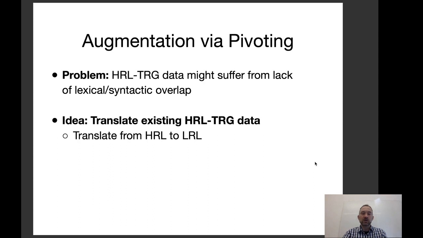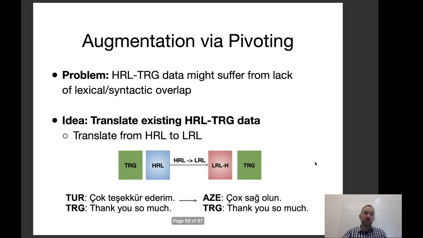So a second variety of method where we can use high-resource language is augmentation via pivoting. And so the problem is that the high-resource language target data that we're given might suffer from lack of lexical or syntactic overlap. So even if it's two very similar languages, of course some words are not going to be the same. So the idea is to translate existing high-resource language to target data to low-resource language data.